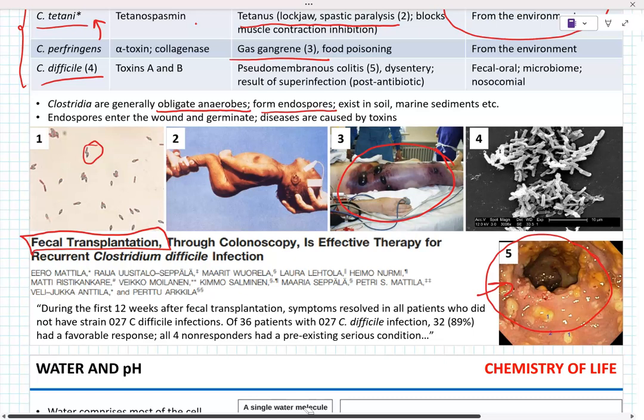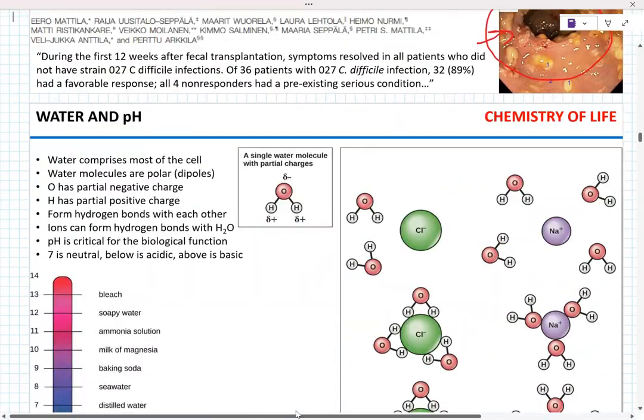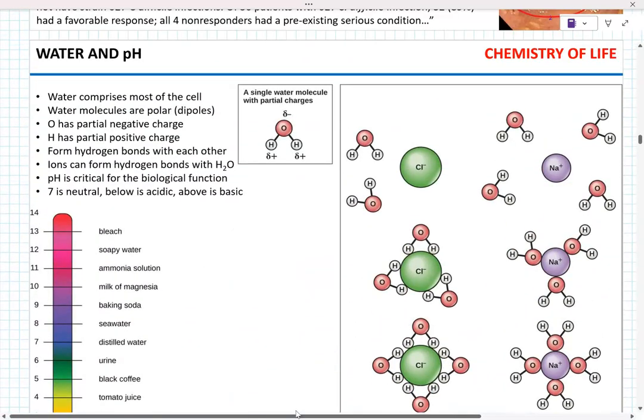Sounds good? So Clostridium difficile is also an environmental bacteria. You can find it in the soil, but it mostly resides in the guts of humans and other animals. So treatment for C. diff is fecal transplant for the most part. Yeah. Now we're going to jump back to a quick review.